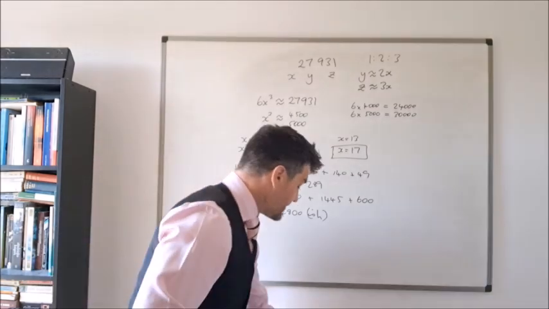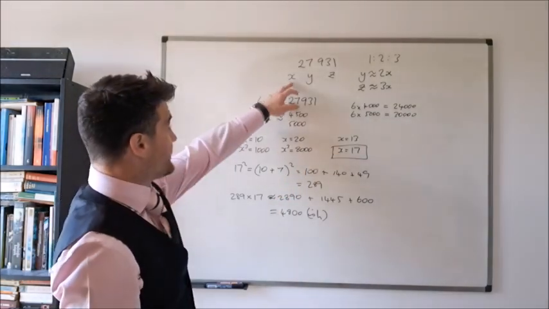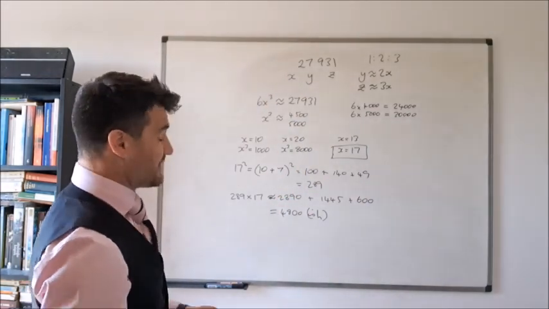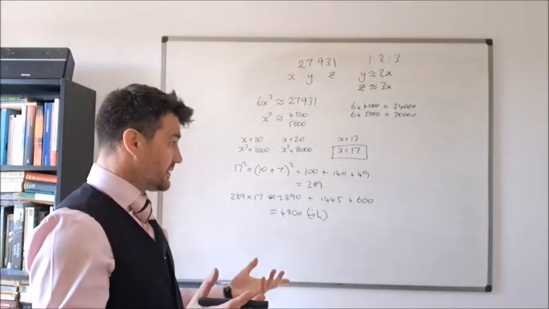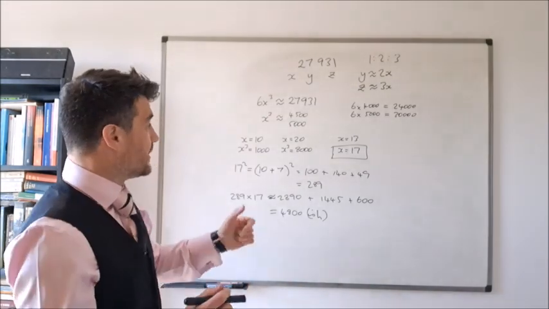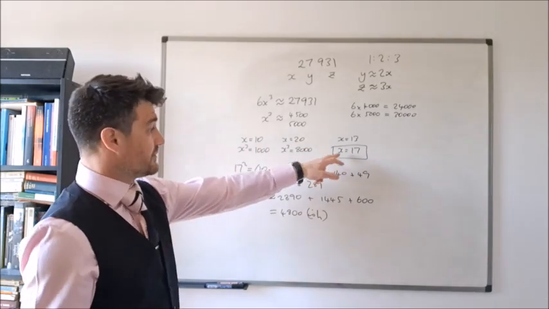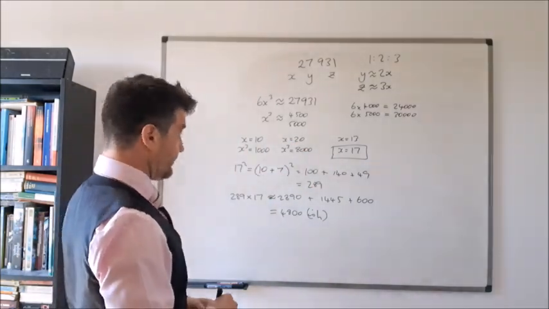So I reckon the value of x is probably going to be 17 in that case. I don't know for certain. It could be 19. I think 19 would be too big. So I'm going to go with 17.